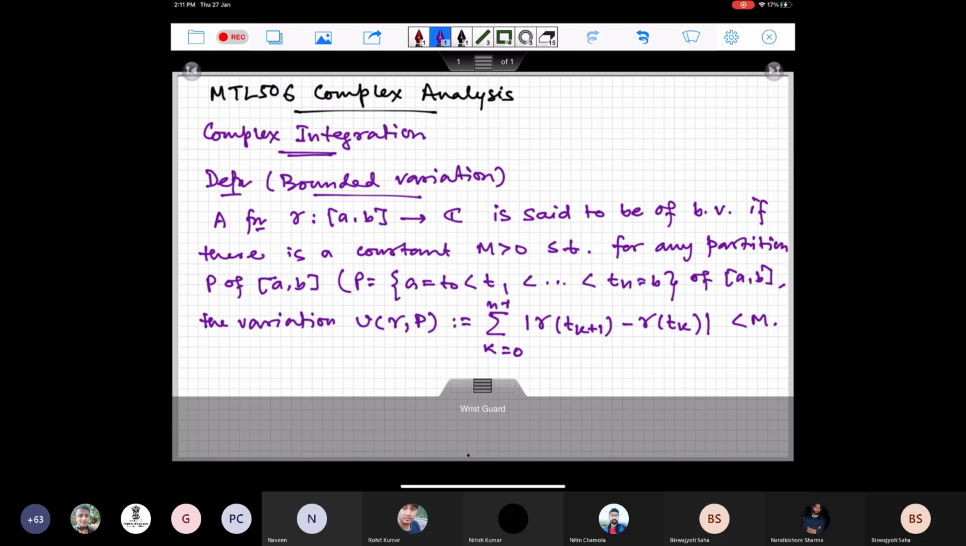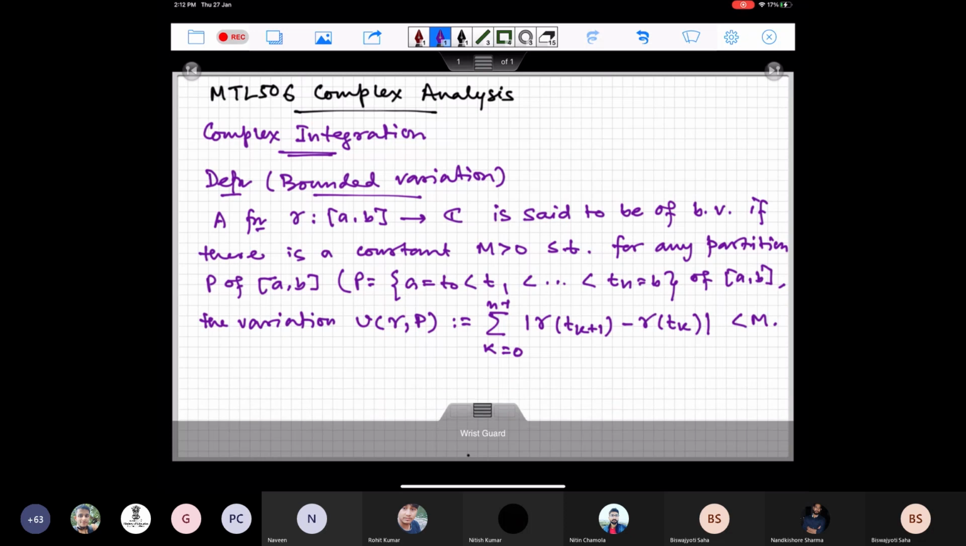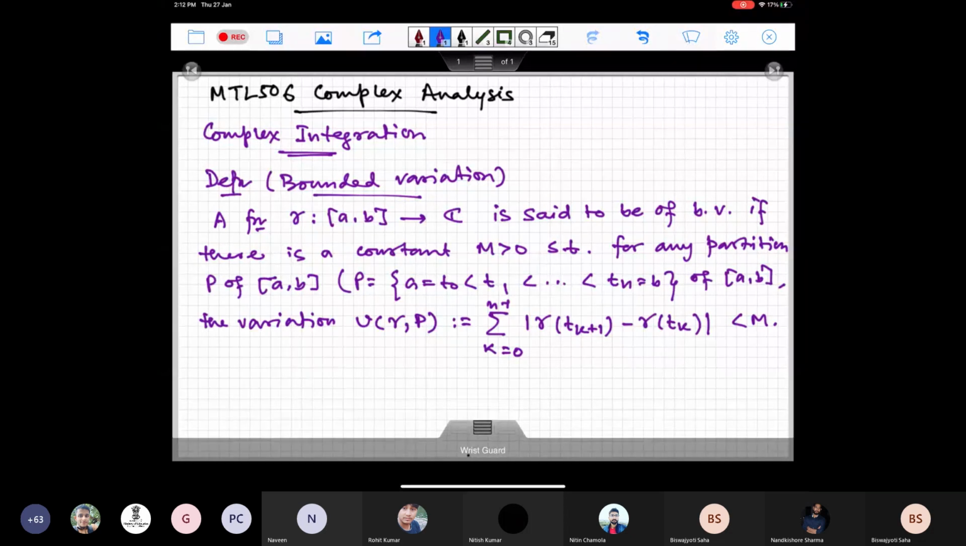So what we are seeing here is that no matter what partition you take, how fine a partition you take, it doesn't matter really. If you take this kind of sum, it is bounded above by this M. That is what it means to say that the function is of bounded variation. Whatever the variation of your function might be, irrespective of any partition that you take, you will always get that it is bounded by some uniform constant M. So for example, there is a concept of total variation.